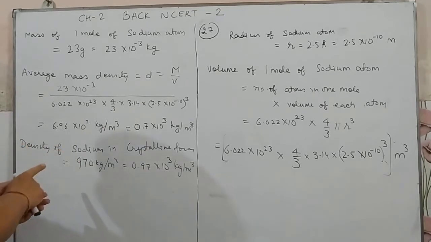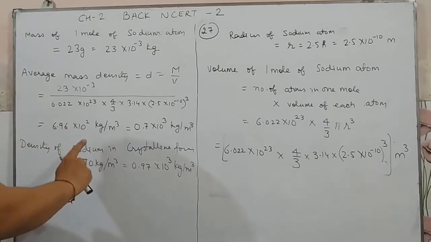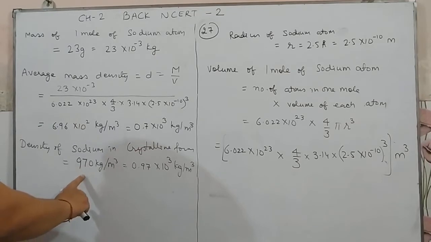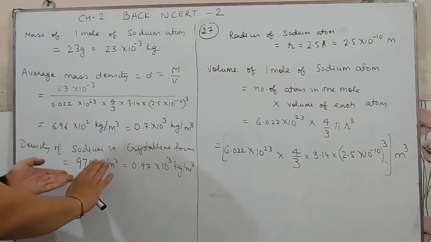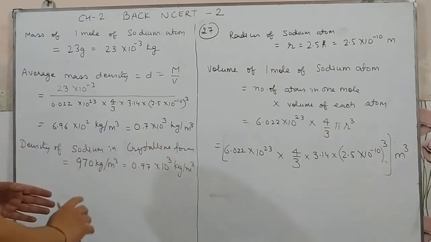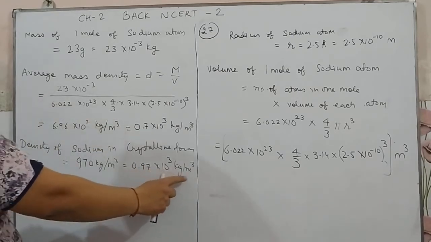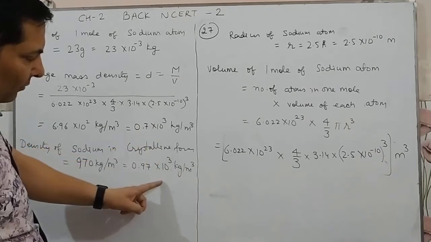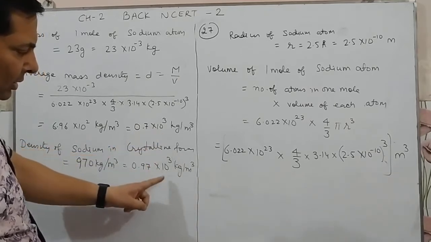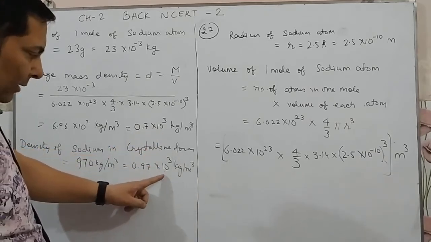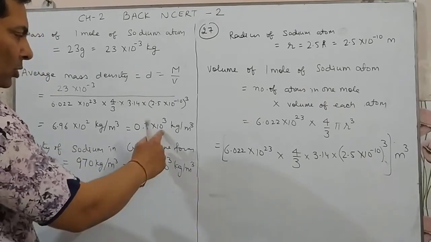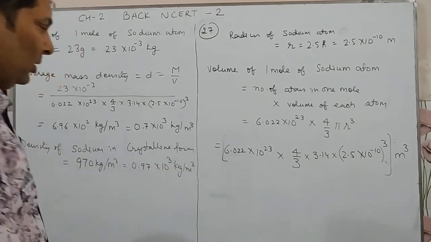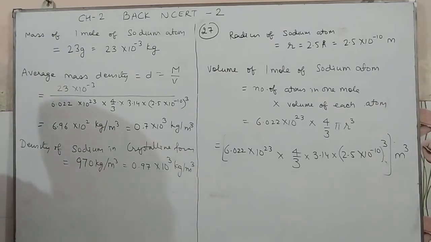Lastly, in the question they have given us the density of sodium in crystalline form as 970 kg per meter cube. Convert that into the same form again. This is 0.97 × 10^3 kg per meter cube. Now you can see that in both values, this is the calculated value and this is the given value, the range is almost the same. They both are in the range of 10^3 kg per meter cube, so their results are almost similar. They have the same order.